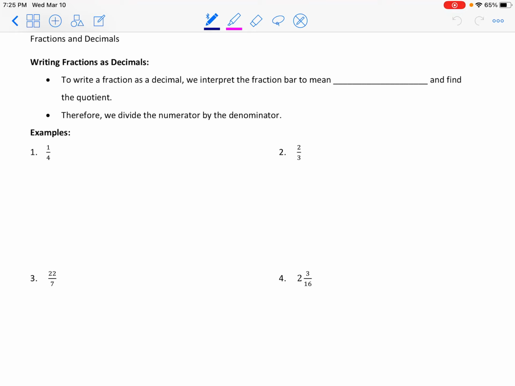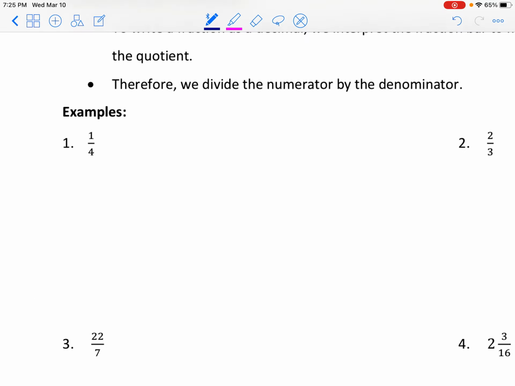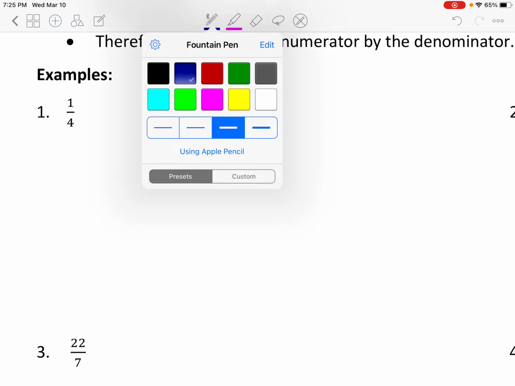To write a fraction as a decimal, we're going to interpret the fraction bar as a way we've interpreted it before. We're going to interpret it to mean division. That's exactly what that fraction bar means. It's division, and we're going to find the quotient. So we're just going to take our numerator and divide by our denominator. We've done this before, but we ended up with whole number amounts and not decimal amounts. So a process we've seen just in a new situation.